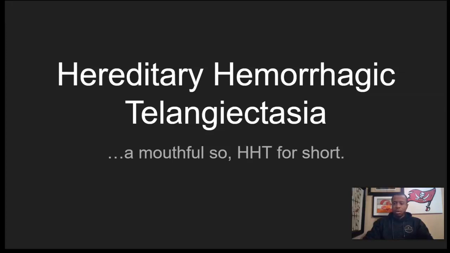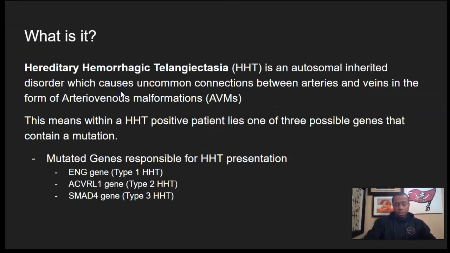That is a mouthful, so it's HHT for short, and it will be referred to as such from here on out. So let's get into it. What is it? This is an autosomal inherited disorder which causes uncommon connections between arteries and veins in the form of arteriovenous malformations, or AVMs for short.